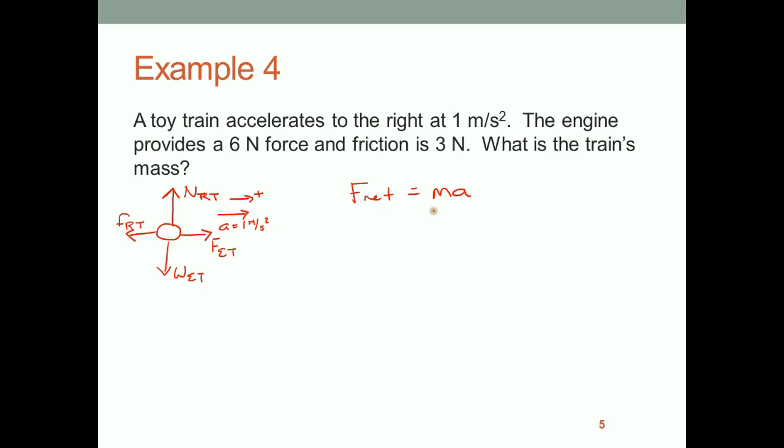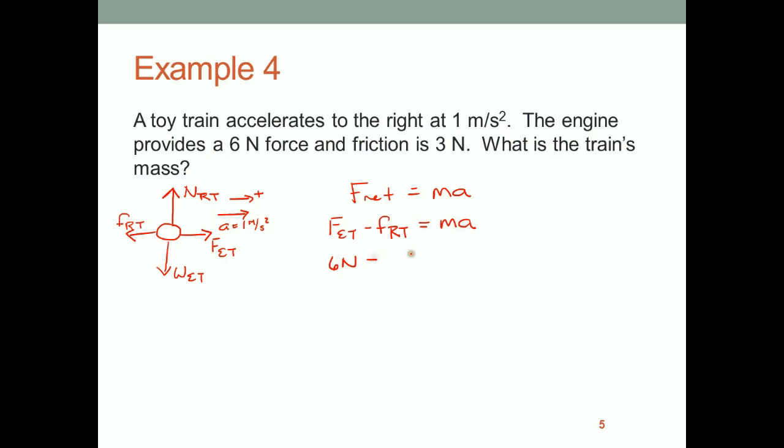Using Newton's second law, F net equals ma. I can't calculate ma yet because I don't know the mass. That's what I want to know. What I can do is rewrite the net force in terms of the applied forces. So that's the force from the engine minus the force of friction. That equals ma. I'm told that the engine is giving a 6 newton force.